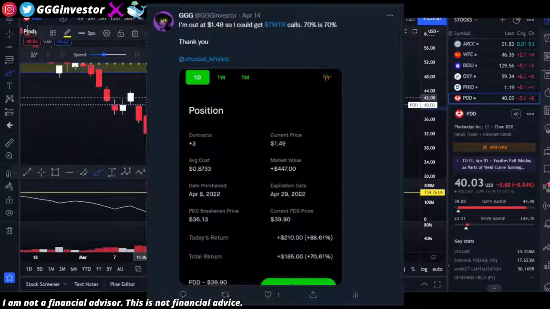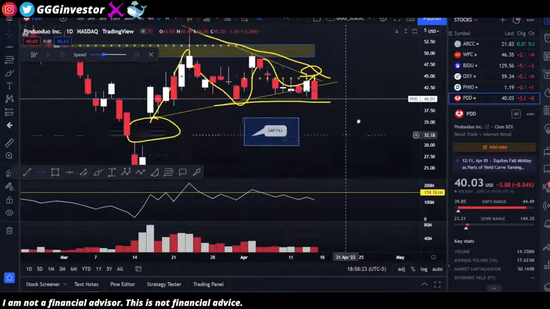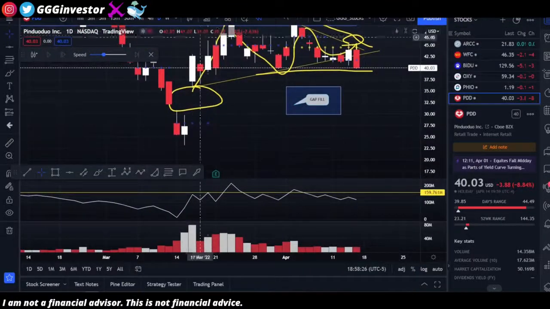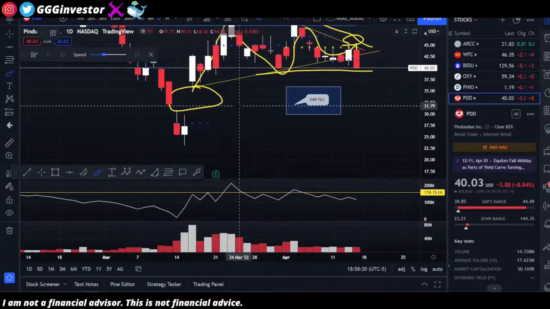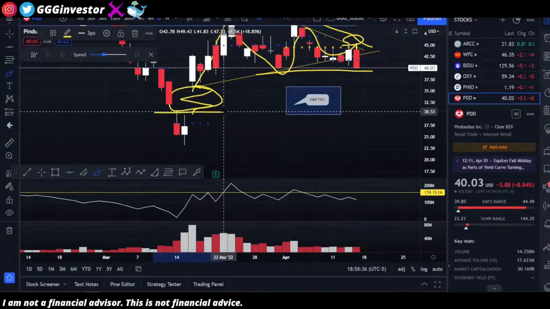I did take some profits here at $40 just because it is a psychological support. But if the indexes do continue to sell off, I possibly do see more downside, especially since those put options did have tons of time. Like I said, those are going into May, so I think by that time frame this gap will actually be filled, and I'll probably come down to about $30 if that all works out.